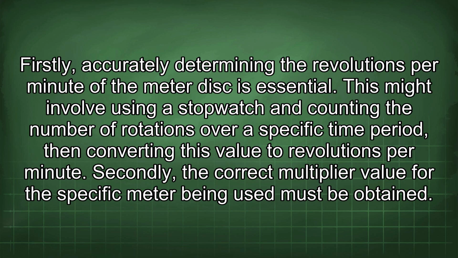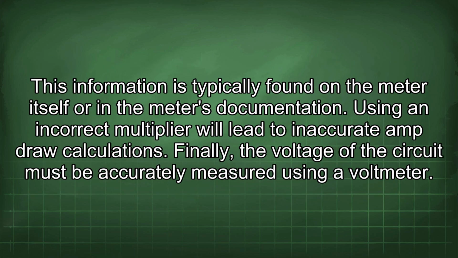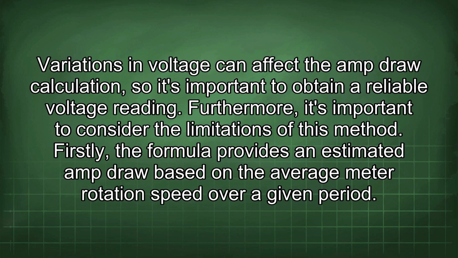Secondly, the correct multiplier value for the specific meter being used must be obtained. This information is typically found on the meter itself or in the meter's documentation. Using an incorrect multiplier will lead to inaccurate amp draw calculations. Finally, the voltage of the circuit must be accurately measured using a voltmeter. Variations in voltage can affect the amp draw calculation, so it's important to obtain a reliable voltage reading.